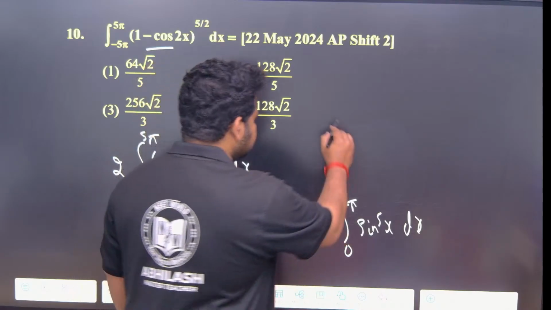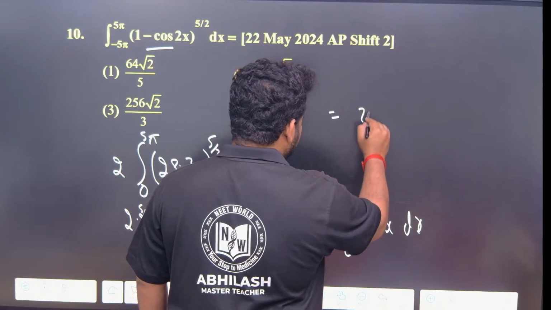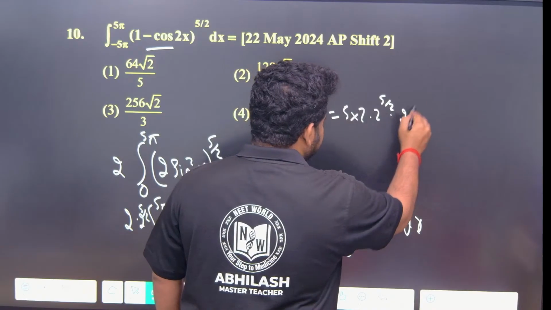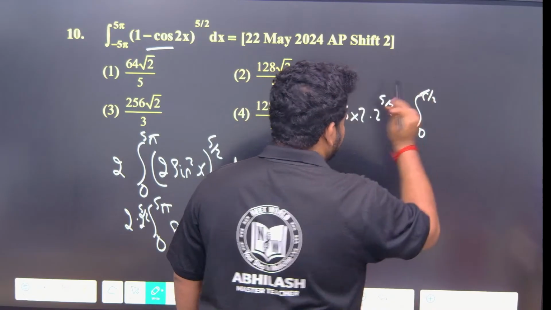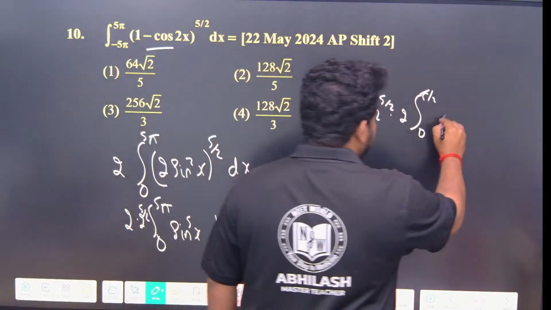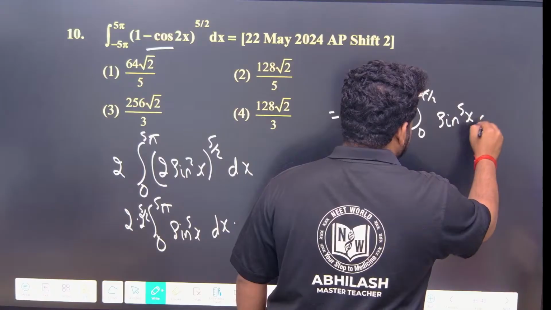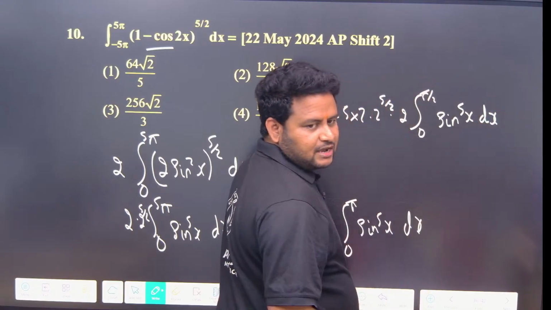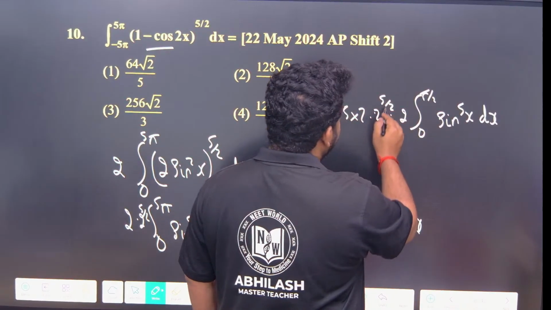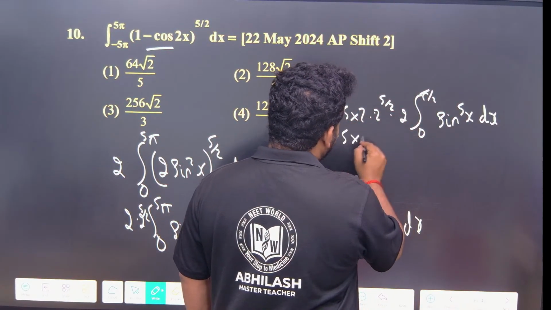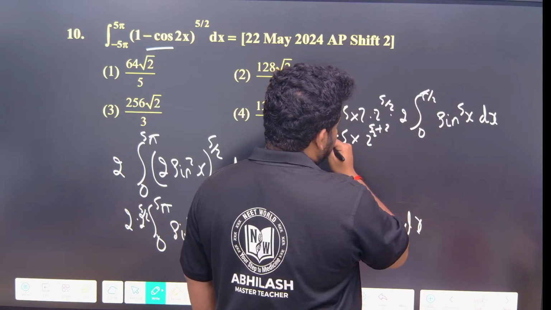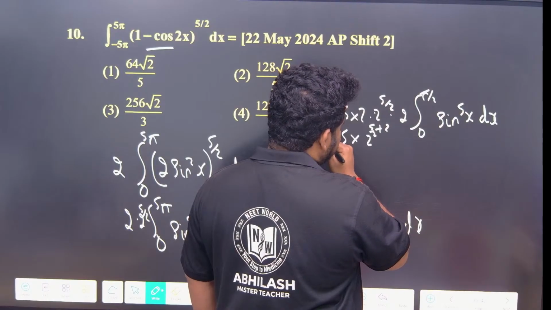So the entire thing will become 2 into 5 by 2, and again I will write 5, into 2 times 0 to pi by 2 of sin power 5x dx. Now I can apply Wallis formula. This is an odd power, so there will be no pi by 2. Here 2 power 5 by 2, with 2 there, 5 into 2 power 5 by 2 plus 2, that is 9 by 2. Correct? 9 by 2 is there.